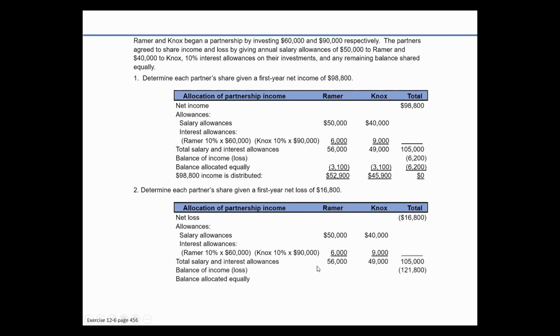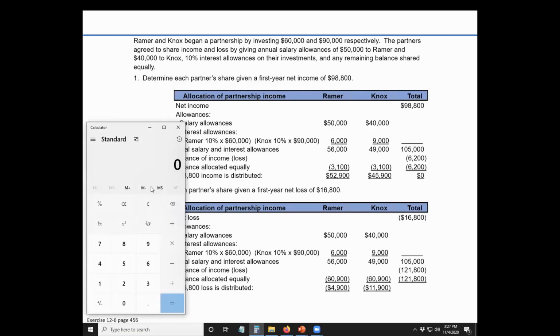So that means that they have a loss, a balance of loss of 121,800, once you figure out how they're going to divide it up. So then that gets shared equally among the partners, so 60,900. And then the 16,800 loss is distributed. So then each of them would pay 4,900 for Raymer, and then Knox would pay 11,900. Let me show you how that works.